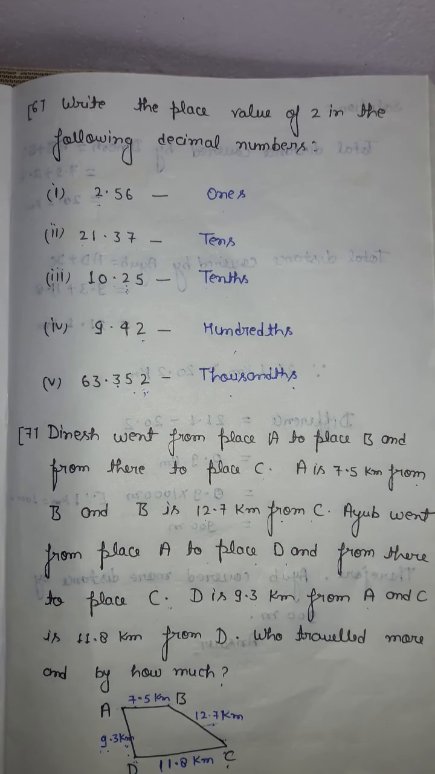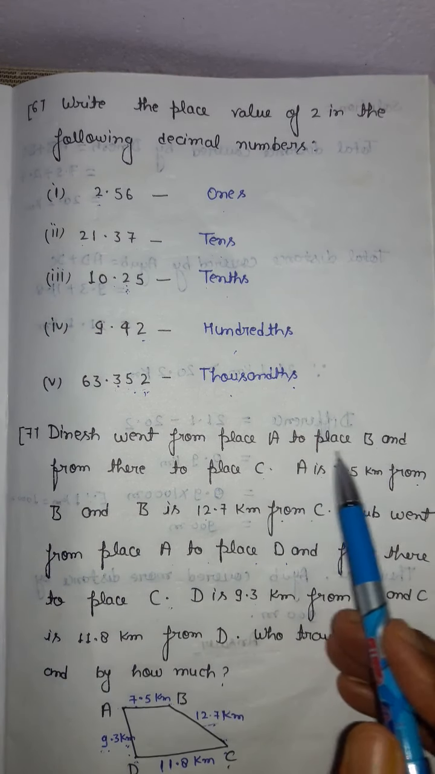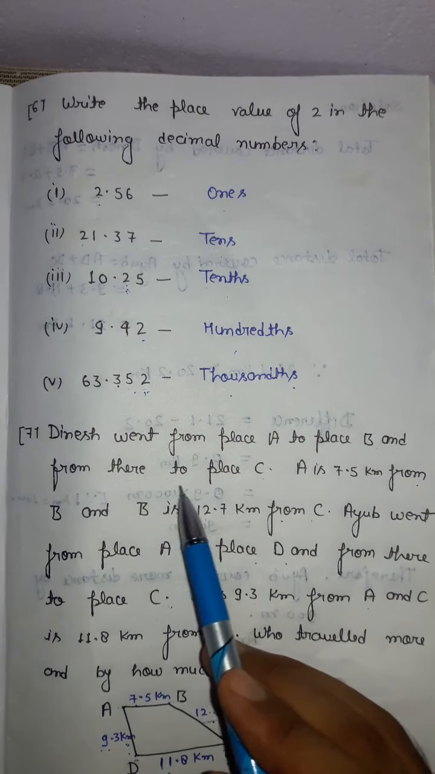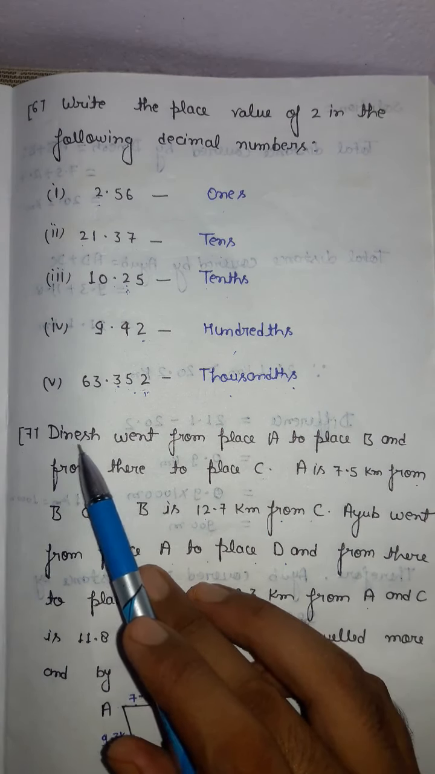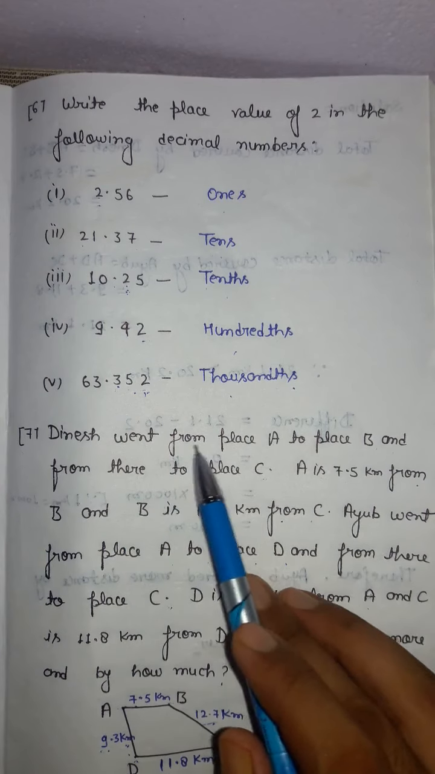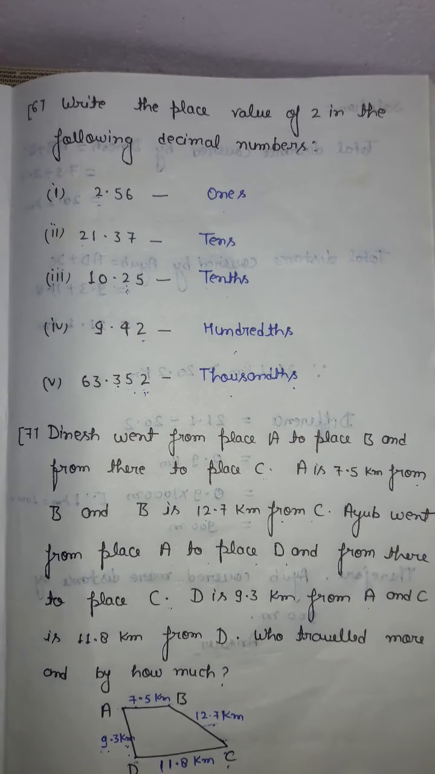Now see the question number 7. Dinesh went from place A to place B and from there to place C. There is a person, Dinesh, and he covers first from A to B and then B to C. You can see via the figure also.